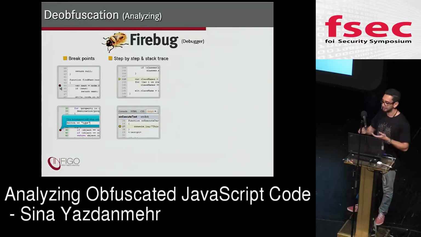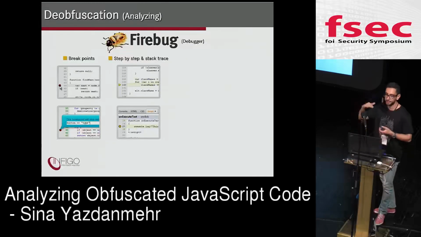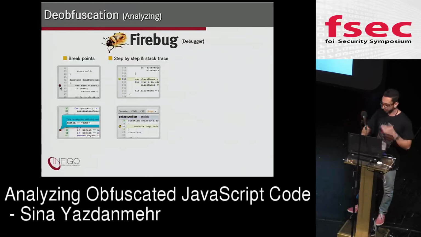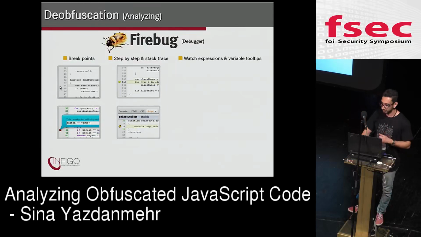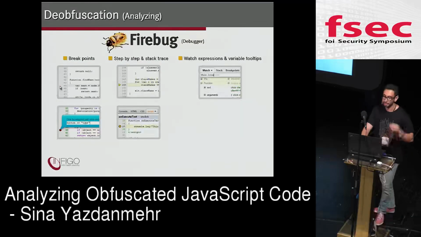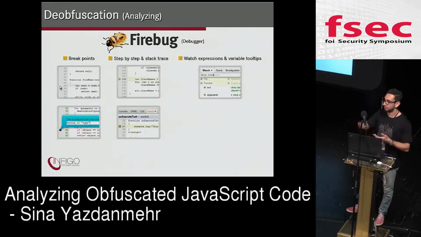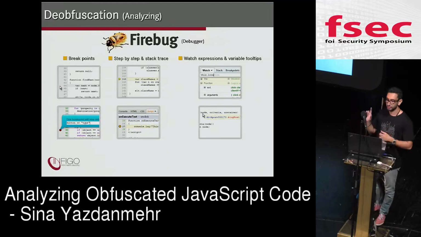You will have a stack trace. Firebug shows you the call stack of the code up to a stopping point. You can set watch expressions and use variable tooltips. With a watch expression, you can monitor a specific variable or DOM node during code execution, or you can just put your mouse pointer on a variable and see the decoded value of that variable.